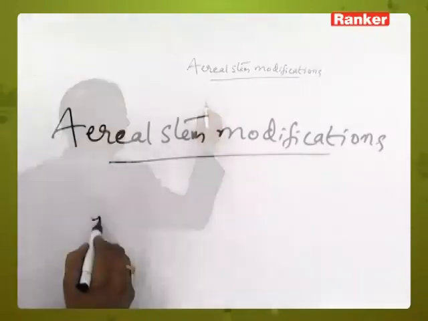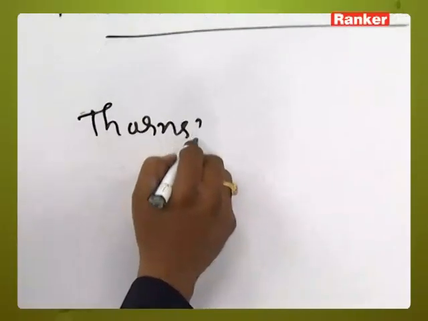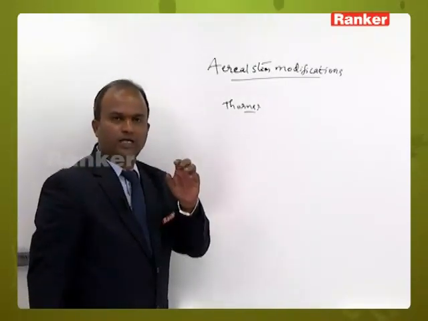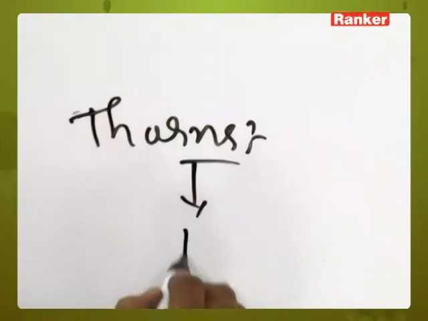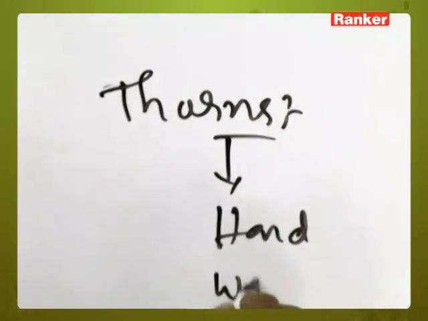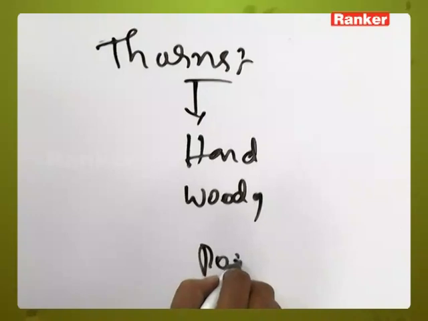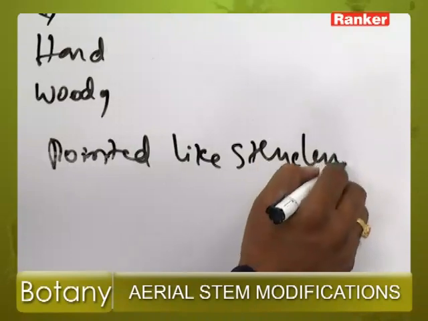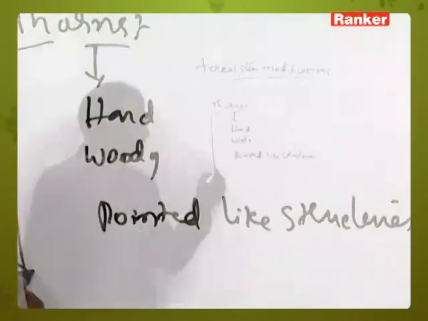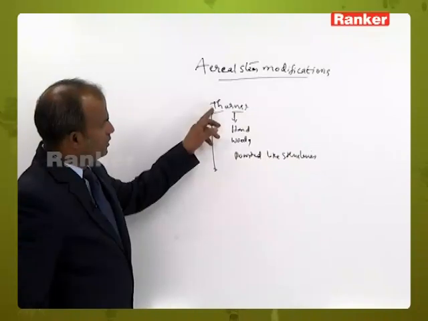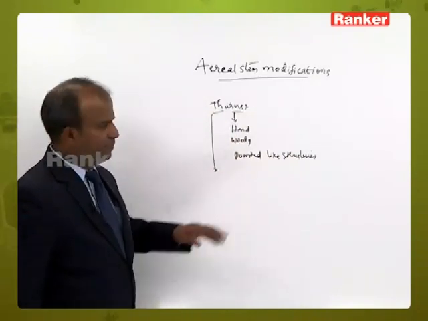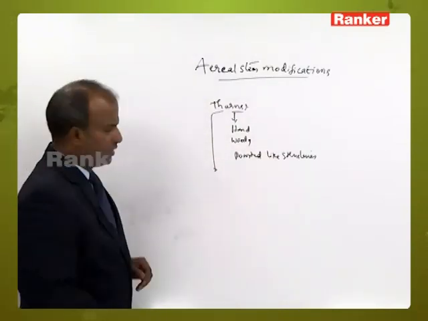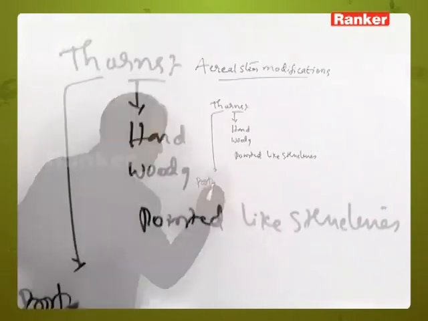Next goes to thorns. These thorns are hard, woody, pointed structures. Can you tell me the main function of the thorn? As it is a pointed structure, it plays an important role in protection. Yes, it plays an important role in protection.